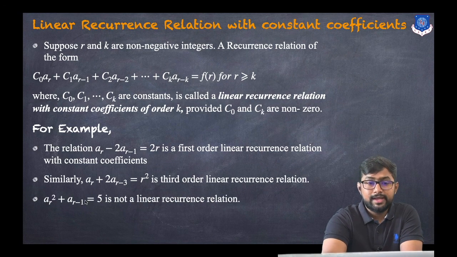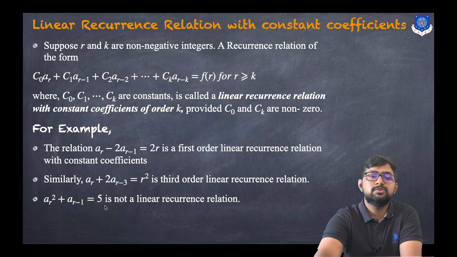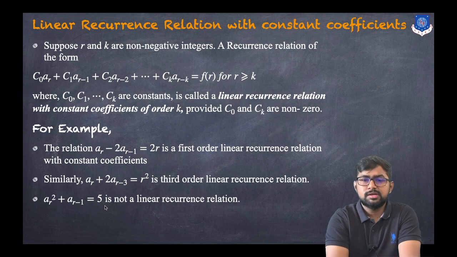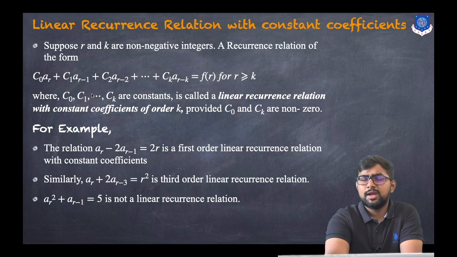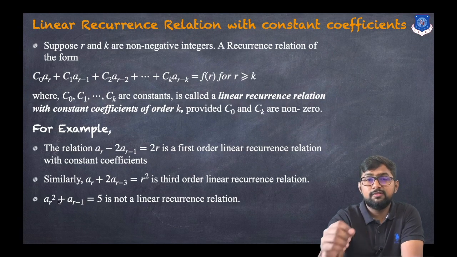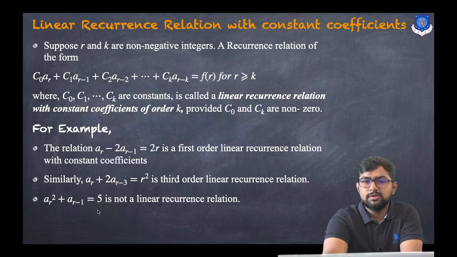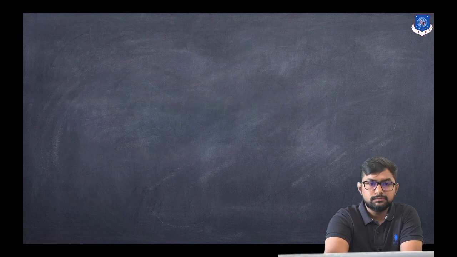Now a_r squared plus a_(r-1) equals 5 is not a linear recurrence relation, because in the general form we have only a_r or a_(r-1), but here in the example we have a_r squared, so that won't work. So it is not a linear recurrence relation.